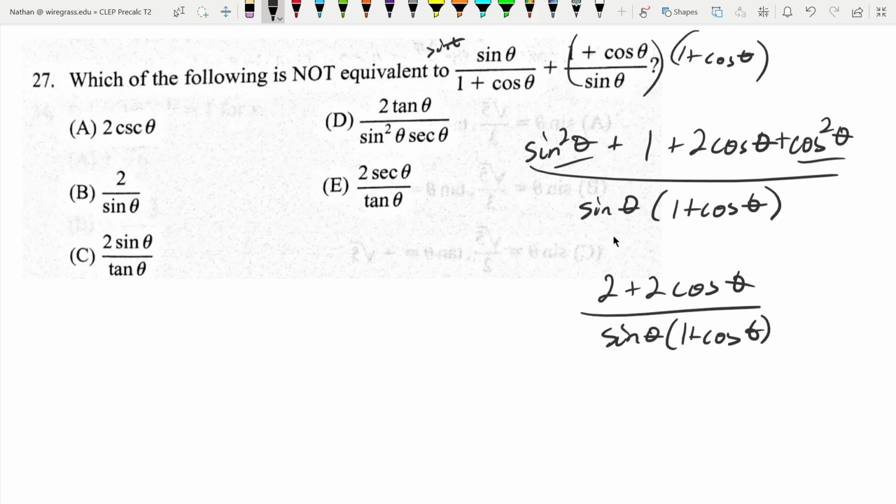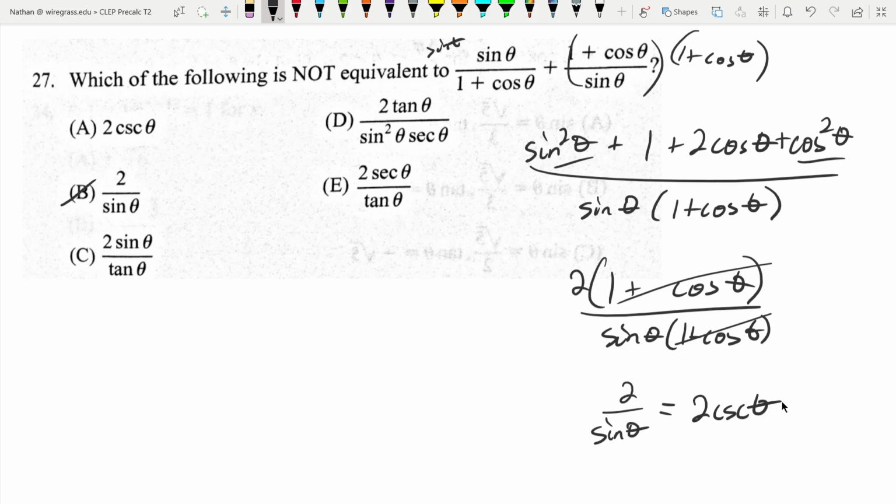Of course, I can factor out a 2 here, so I'm going to just take that 2 out. We get 1 plus cosine theta, and that of course cancels with that. So we get 2 over sine theta. And that's going to be this one right here, 2 over sine theta. Now, 1 over sine theta is the same thing as cosecant theta, so we know A can't be it.